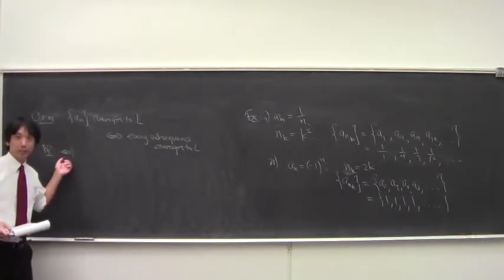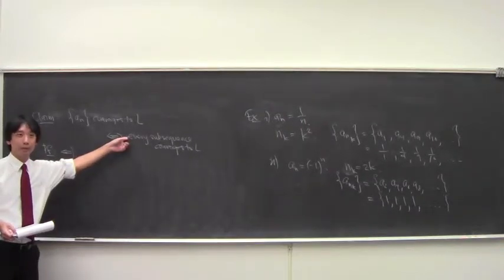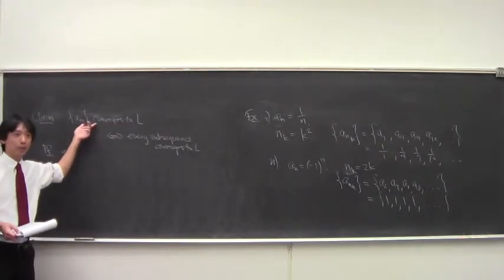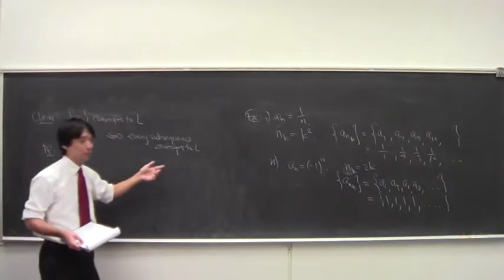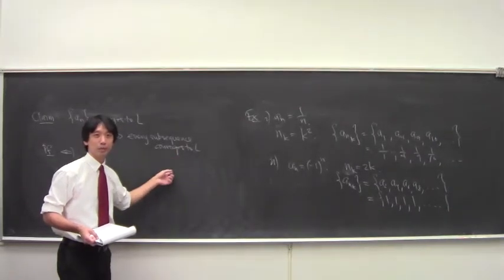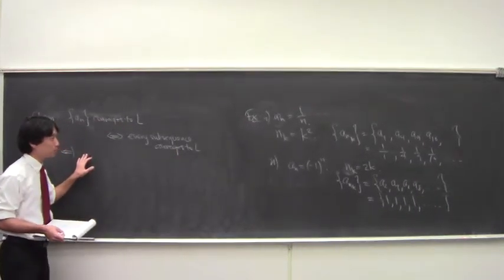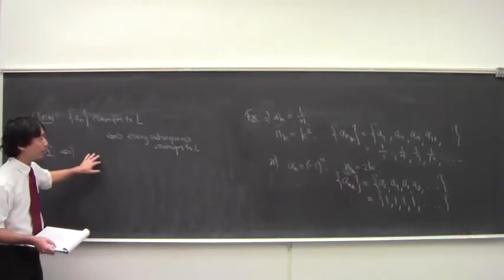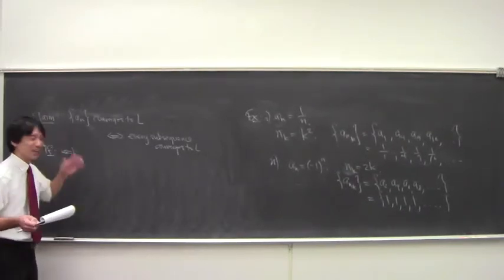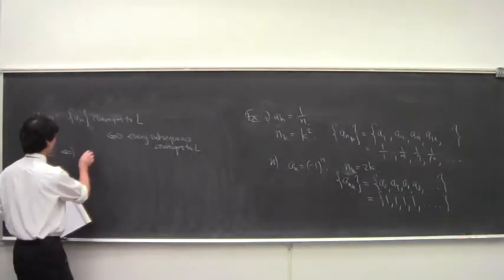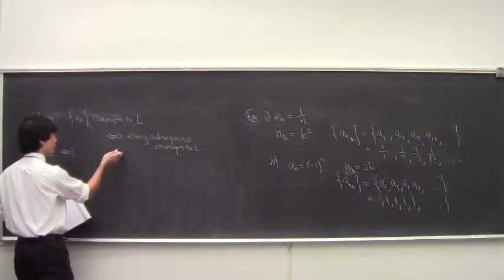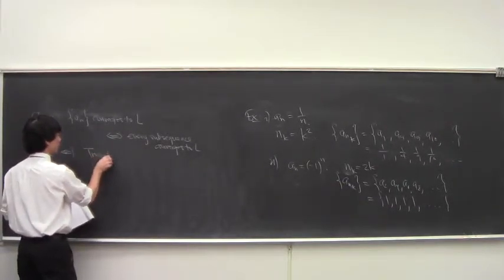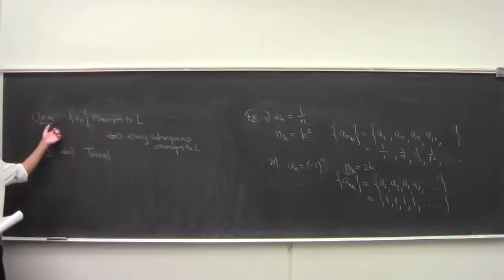Okay, now one direction is easy, right? If every subsequence converges to L, then certainly the sequence itself converges to L, right? Because you just take your subsequence to be the full sequence. Just take your n sub k to be k. Since every subsequence converges, the full sequence converges, because you consider the full sequence to be a subsequence of itself.